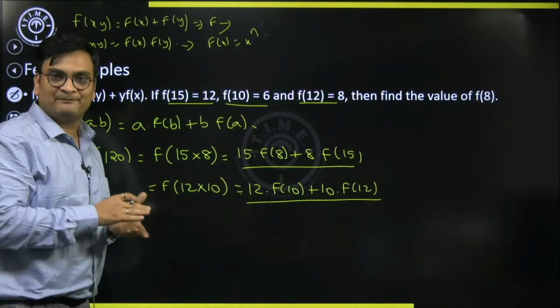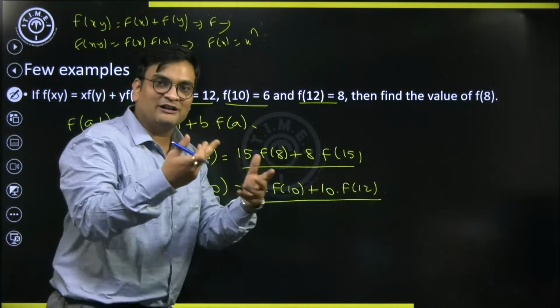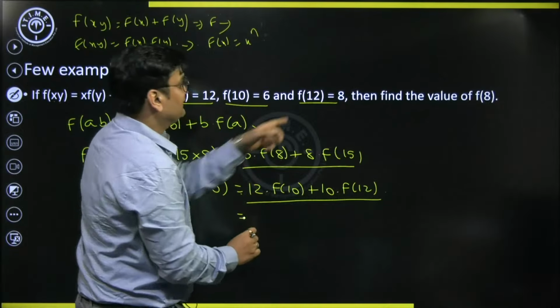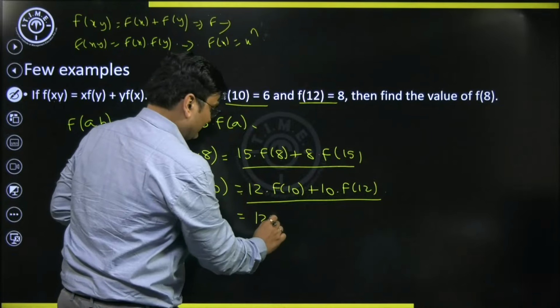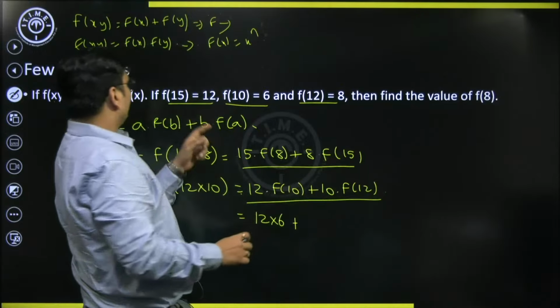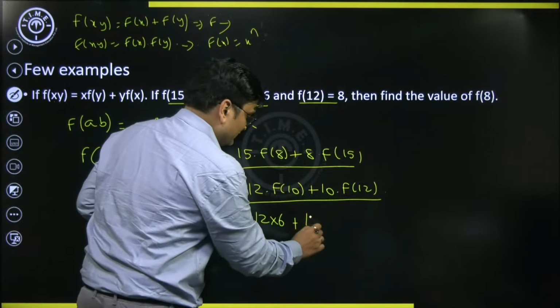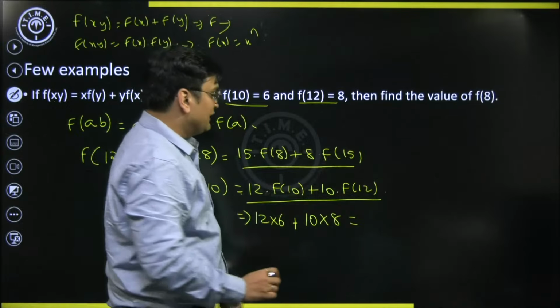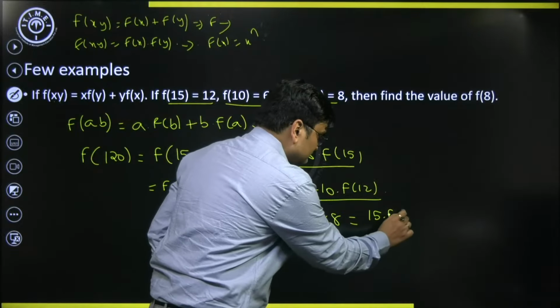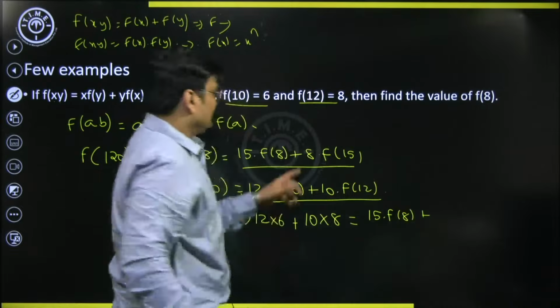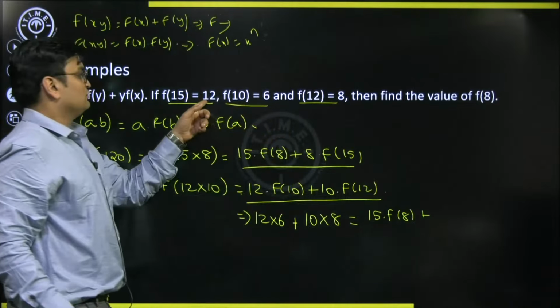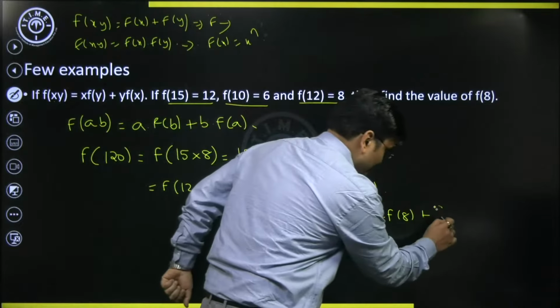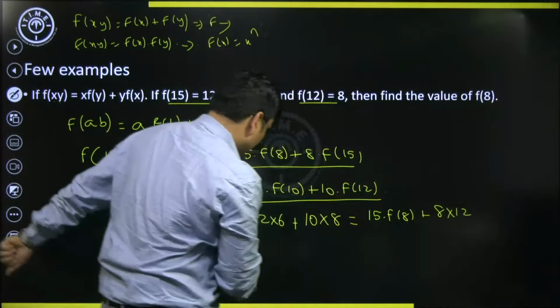F of 120. Now, here in this, you know all the values. What is the value of f of 10? Substitute that, 6. So, 12 into 6. 10 into f of 12 is how much? 8. 10 into 8. So, this should be equal to 15 into f of 8 plus 8 into f of 15. So, 8 into 12. Now, just simplify, you will get your answer.